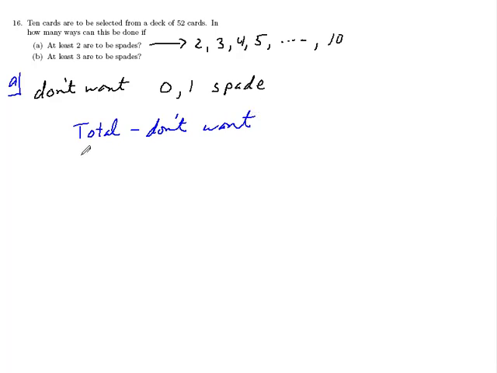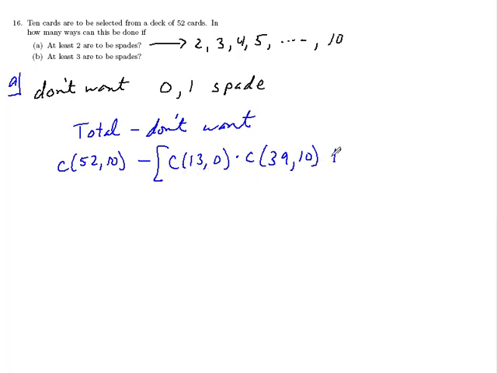Total is selecting any 10 cards from the deck, so it's a combination 52 choose 10, minus what I don't want. Now there's 2 different cases for don't want, so I'll put a big bracket here. 0 spades. For the 13 spades, pick 0. Of the remaining cards in the deck, remember there's 13 of each suit. We have spades, hearts, diamonds, and clubs. So for the diamonds, hearts, and clubs, there are 39 of those cards. We need 10. So that gives me the card hands that have 0 spades.